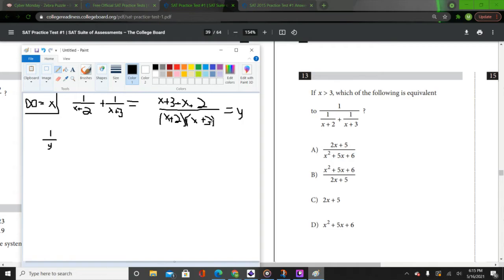Honestly, I'm not sure why they include the if x is greater than 3. I'm just not really sure. Granted, I will say it could technically be C, if things simplified, it could be C. But here, I'm going to stick with this.